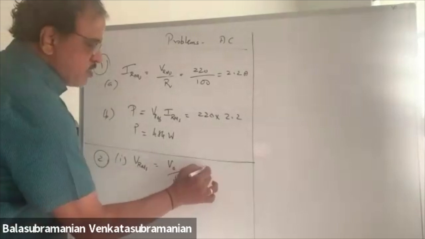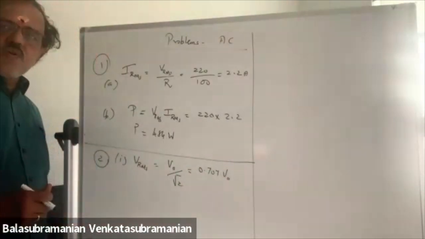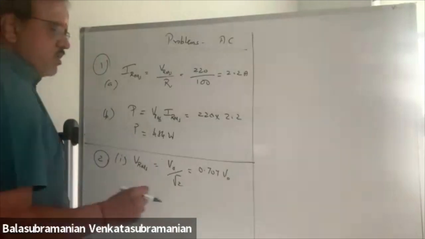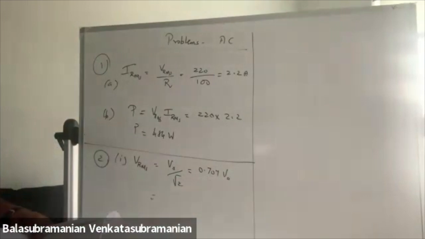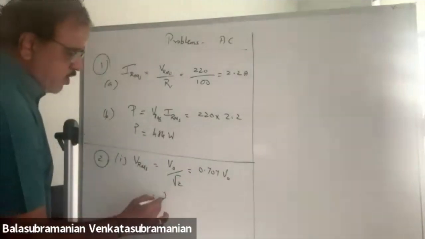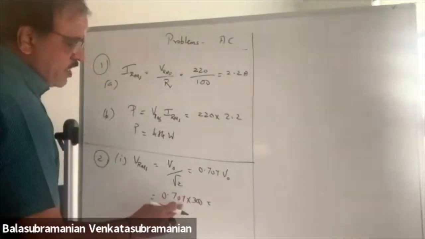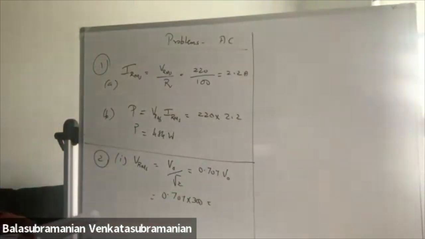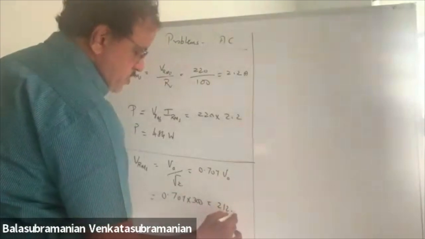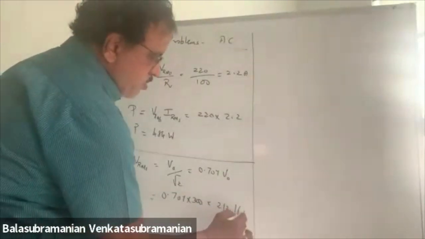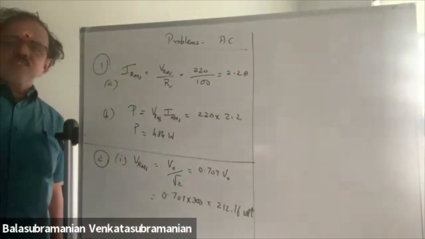That is 0.707 V0, 1 by 1.414. That is 0.707. What is the maximum value given here? 300 volts. So 0.707 into 300, so 70.7 into 3, 212.16 volts. This is the RMS value of voltage.